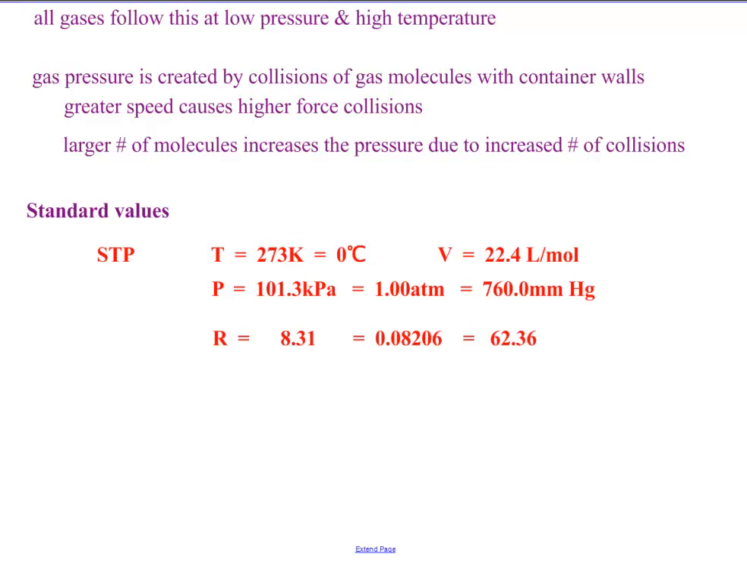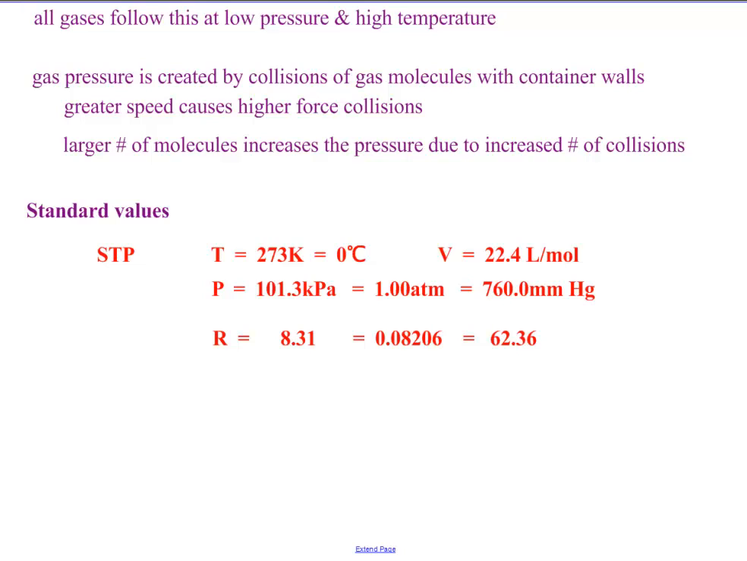Standard pressure, we have 3 common units of pressure that we use when we're talking about gases. We have kilopascals, atmospheres, and millimeters of mercury. There's also torr and bar and pascals, but these 3 pressure units are the ones that we use most frequently.